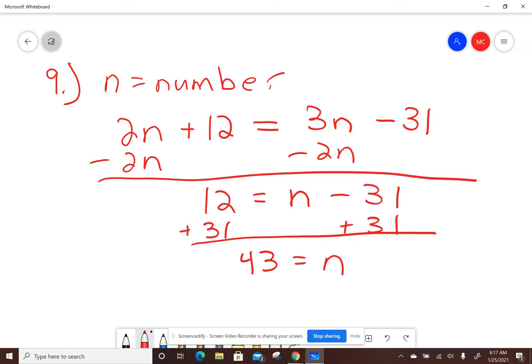Twice a number. So twice 43 is 86. Increased by 12 is 98. Is equal to 3 times that number, 129, minus 31. Look, it's 98, so it worked. Okay.